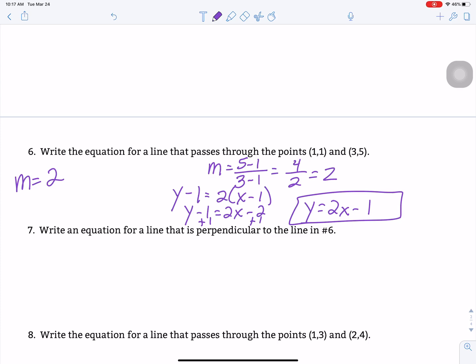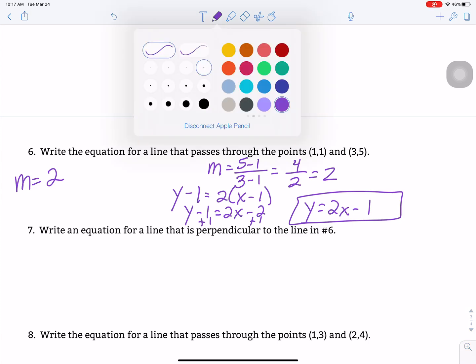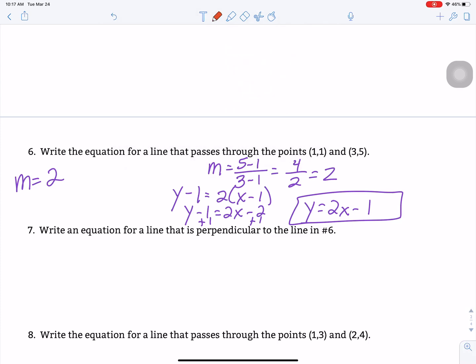Number 7 is asking for a line that's perpendicular. So I already know what my slope is. My new slope here is just going to be the opposite reciprocal of that, and then it doesn't give me a point that I'm going through, so I can write whatever I want for my y-intercept. I don't have to do any calculations, just taking that slope and going from that.